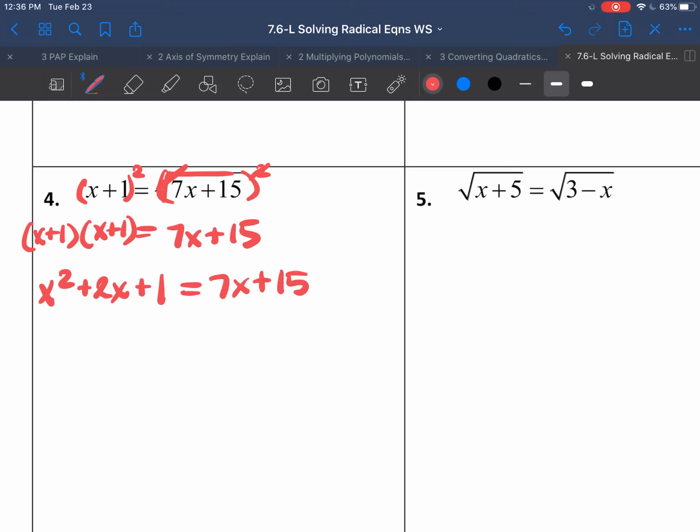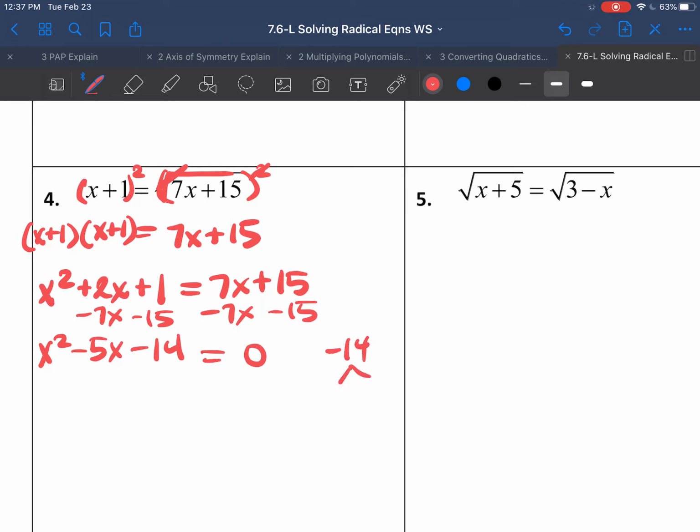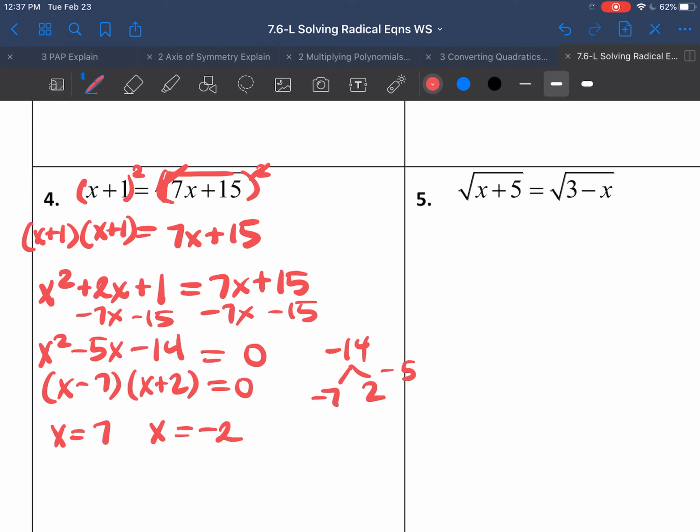We are dealing with a quadratic, which means we have to get everything on one side. So we subtract 7x and subtract 15 to give us 0 on the right, and x squared minus 5x minus 14 on the left side. I need two numbers that multiply to negative 14 and add to negative 5. 7 and 2 will work as long as the 7 is negative. So that factors to x minus 7, x plus 2. And so x equals positive 7 or x equals negative 2.